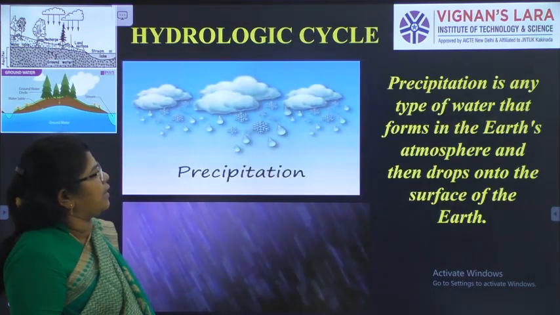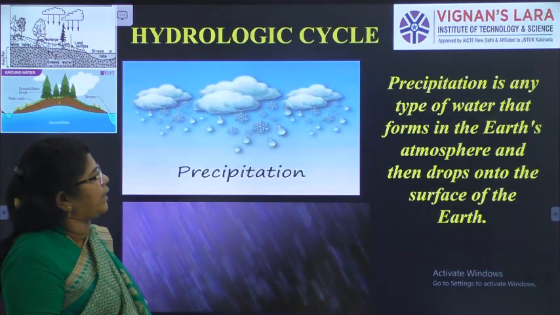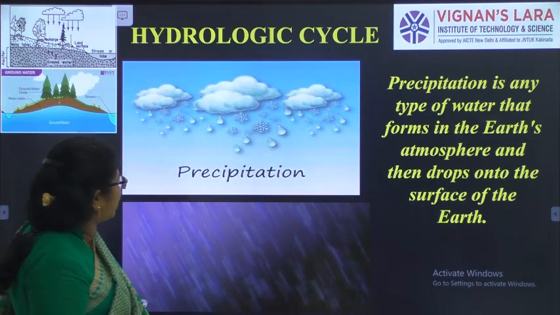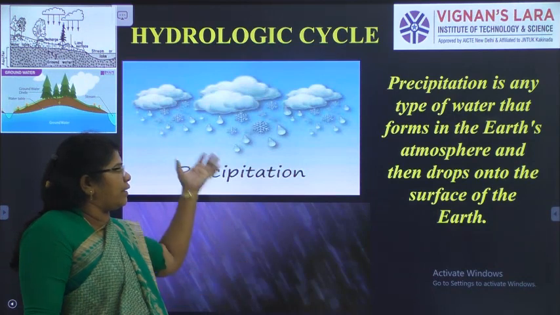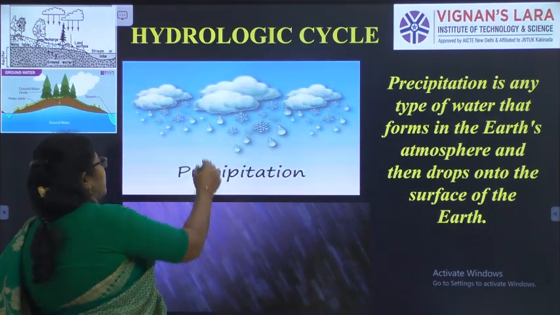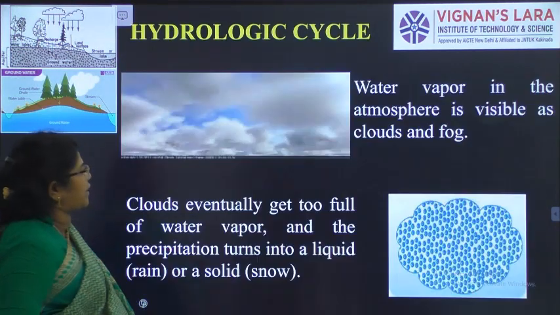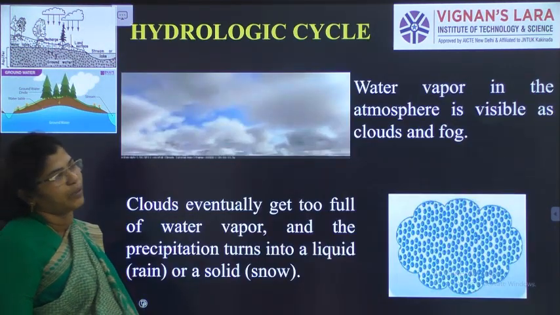So these are some of the precipitation methods: any type of water that forms in the earth's atmosphere, then drops onto the surface of the earth. So this is a rain, right? This is a rain, this is a snowfall or a rain that is coming there. It forms the precipitation, the water that is coming to the ground.